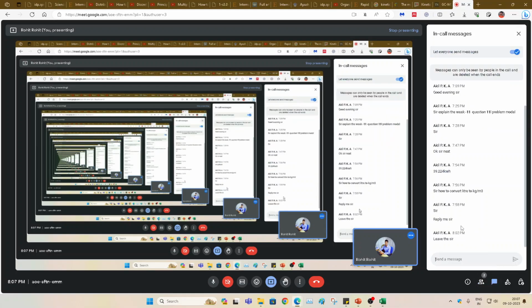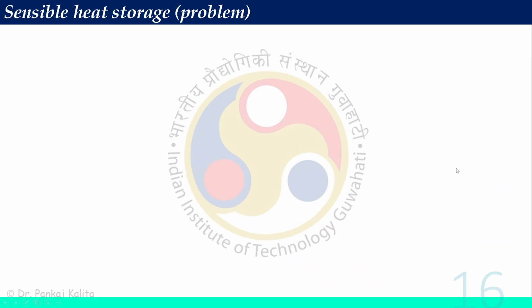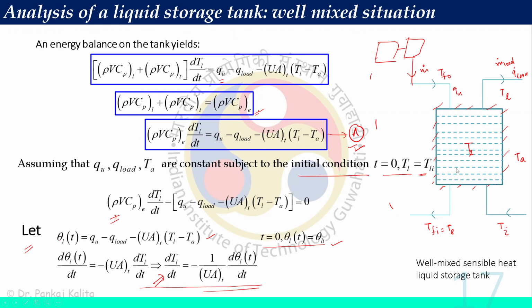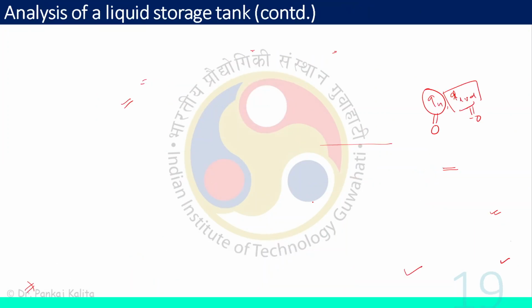Okay, so now let's move to the next. Basically, I am focusing on questions. Now, if you want to see the energy balance analysis of liquid tank storage systems, you can equate the energy that is coming in and what is leaving to zero. That is how you can get it.